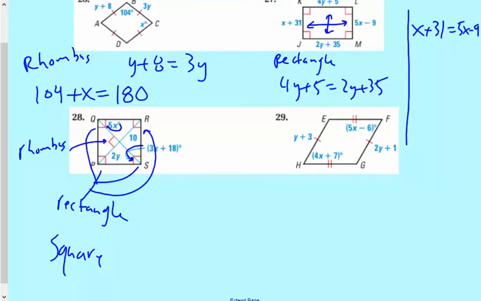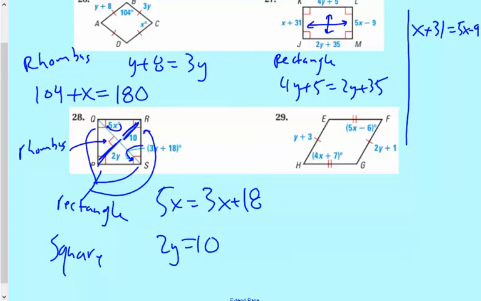So let's see, what I would do here, those two parts have to be equal because the diagonals are going to bisect the angles. So 5x is equal to 3x plus 18. Those angles are the same. And then this is the 2y and this is 10. It's kind of a smushed drawing, but 2y is going to be equal to 10 because the diagonals bisect each other because it's a parallelogram. This guy right here, we have opposite sides are congruent, and that's all we know. So this one's actually just a parallelogram.